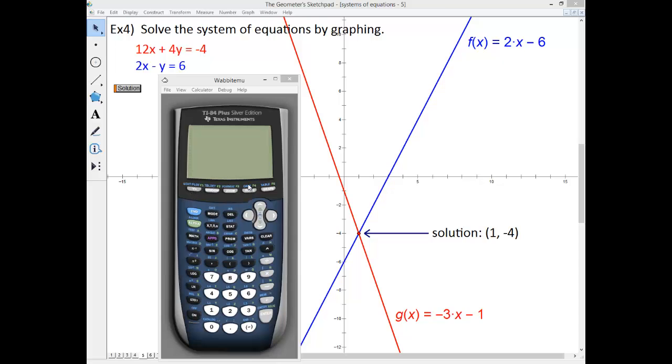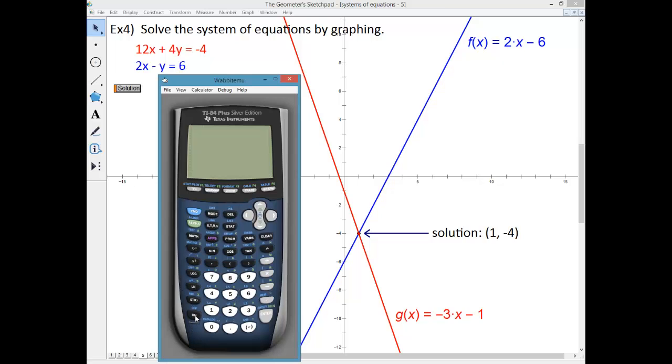In this video I'm going to show you how to graph linear functions on your graphing calculator and use the intersection tool on the calculator to tell you the point of intersection. So what I'm going to use is example 4 from the Systems of Equations graphing lesson. We rearrange each equation into slope-intercept form, and we're going to graph that.